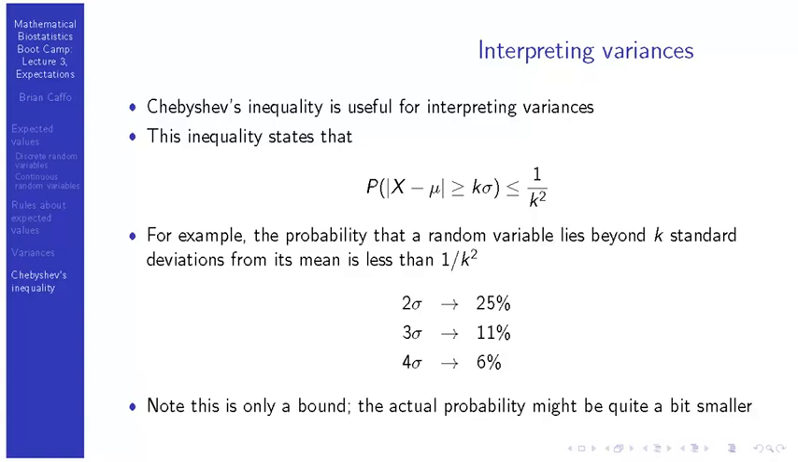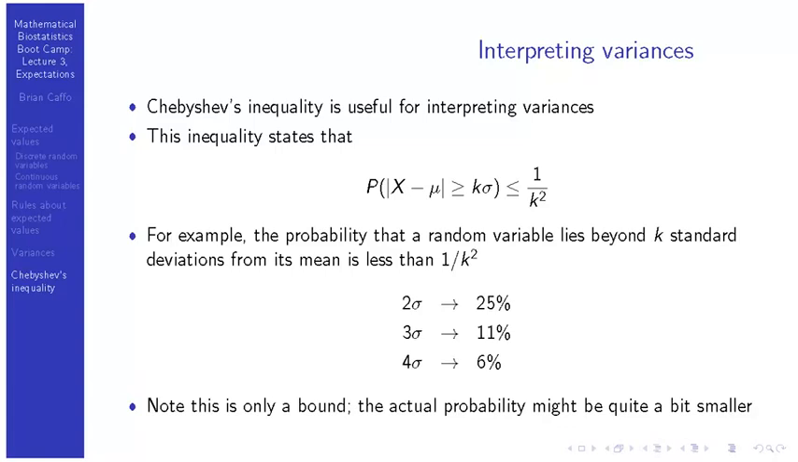So basically the inequality says the probability that a random variable is k standard deviations from its mean or more is less than or equal to 1 over k squared. So let me repeat that because it's so important. The probability that a random variable is more than k standard deviations from its mean is less than or equal to 1 over k squared. And let's just look at some simple benchmarks for k.